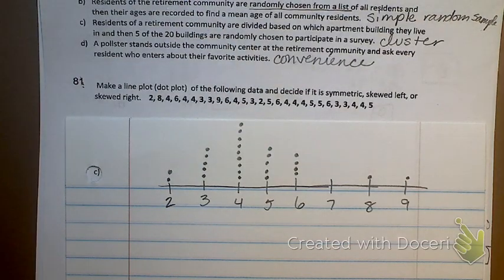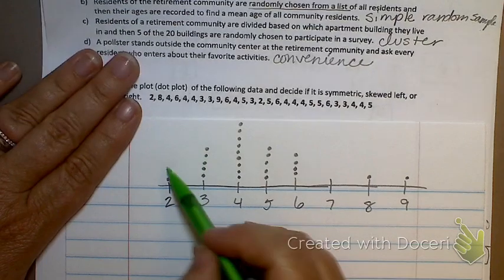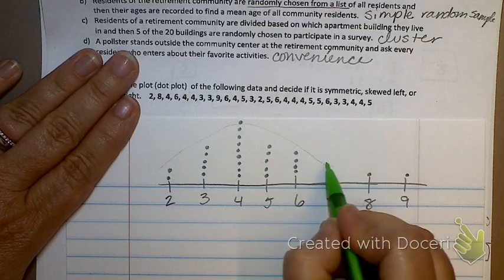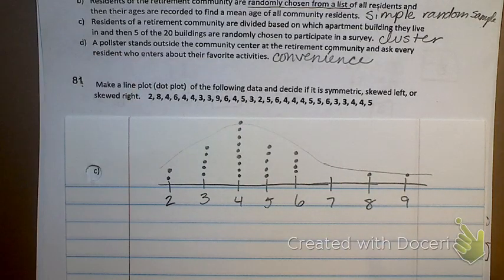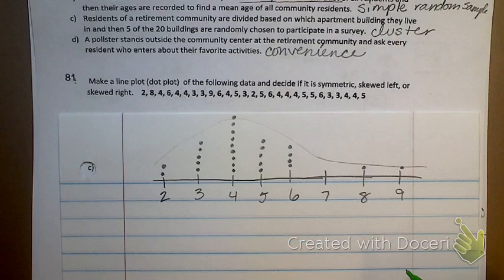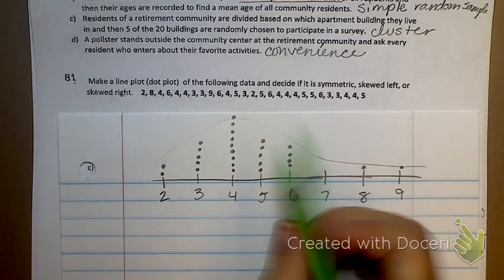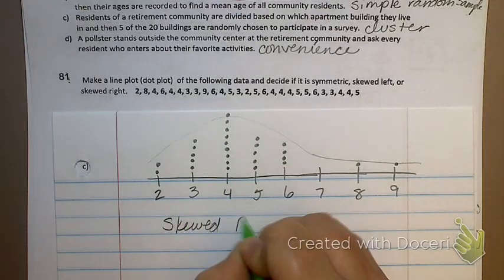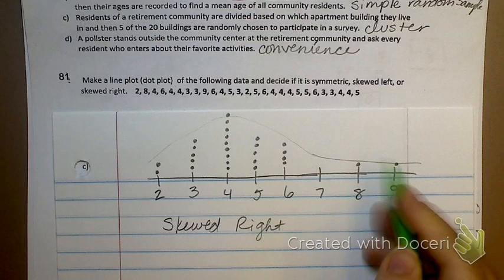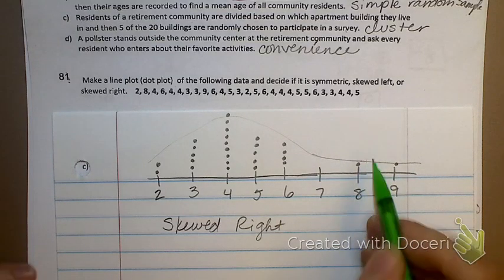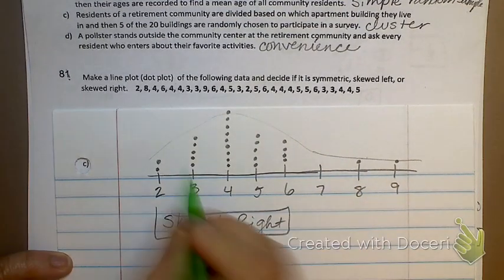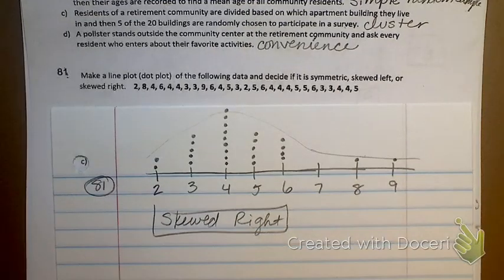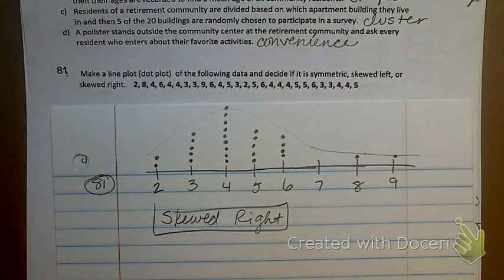Okay. What do we have here? The big part is here, and the tail is over there. What does that mean? Skewed right. The skew direction is based on where the tail is. So we have it skewed right. That's number 81.